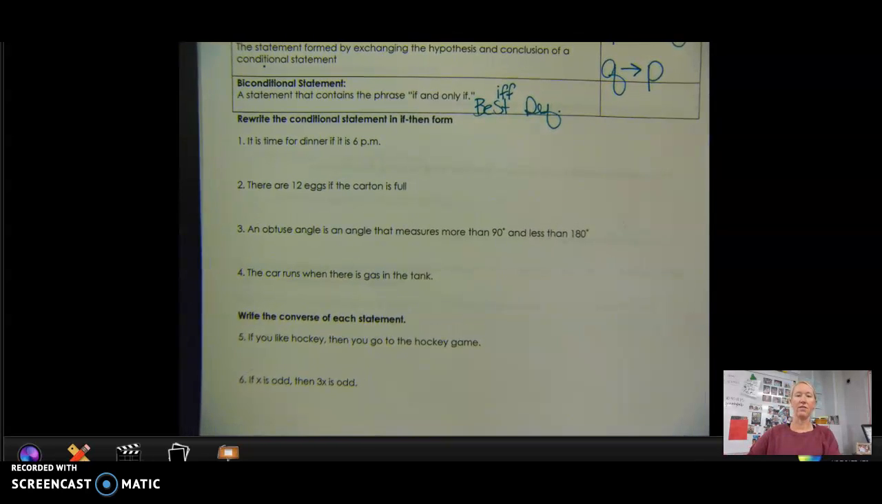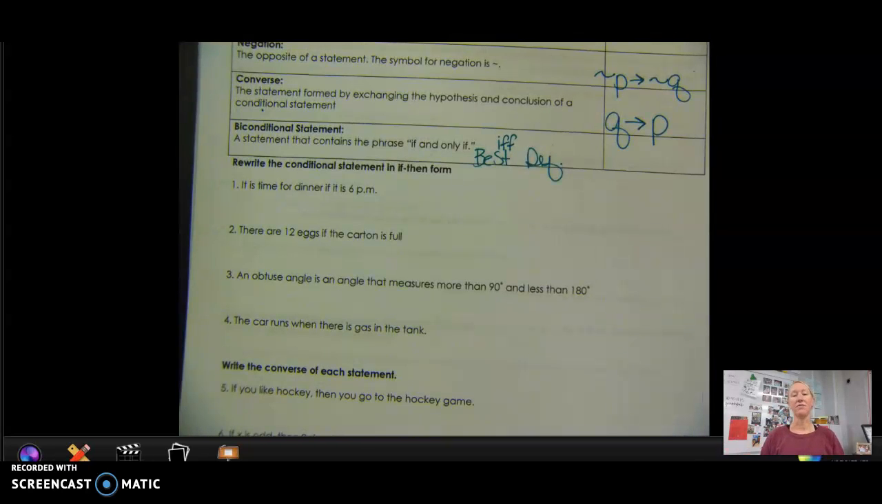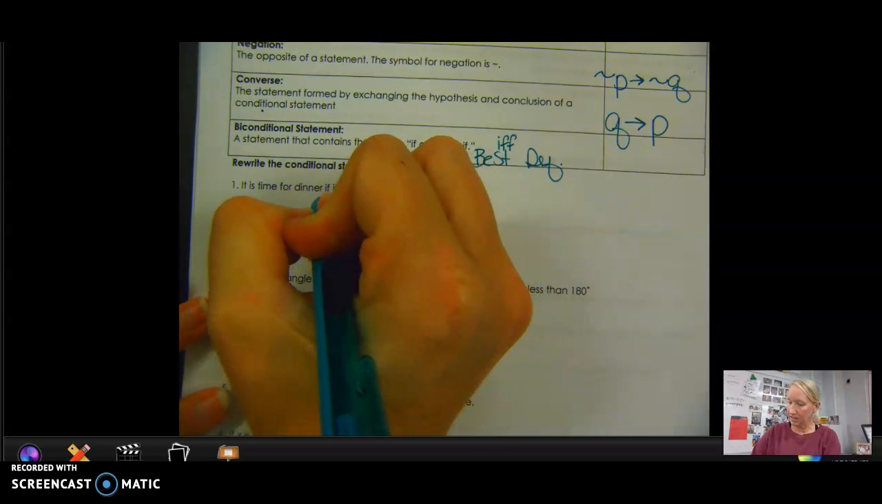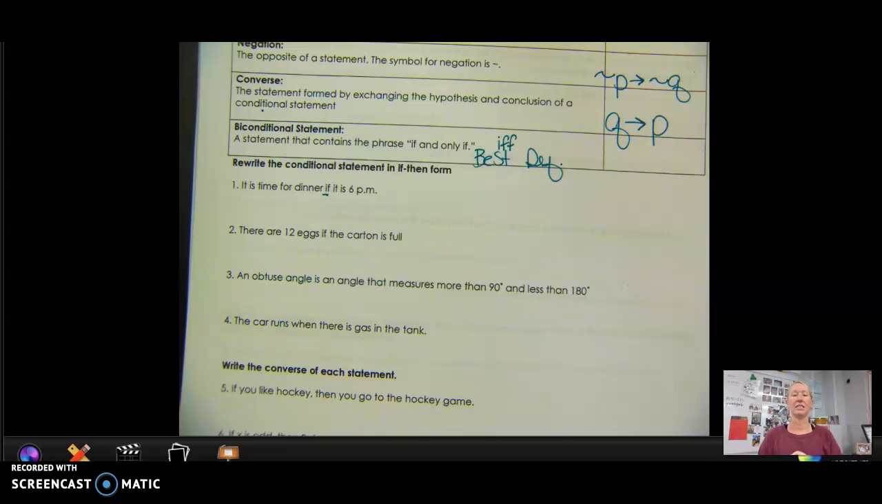Rewrite the conditional in if-then form. A lot of times, it's kind of confusing what part goes in the if and what part goes in the then part. So here are some tricks. If you see "if it is at 6 p.m.," then that would be your if part. You would take that and put it at the beginning.